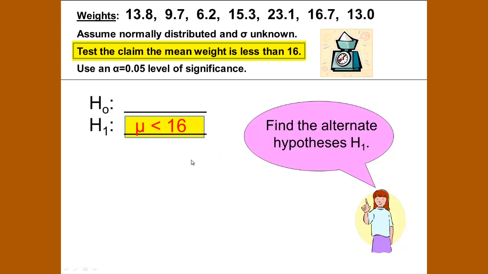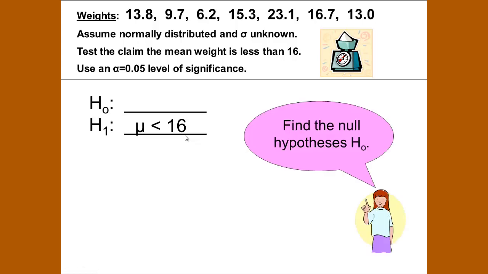If you're with another teacher, you will need to look at it a little differently in the fact that you want to look at your claim and see if it contains the condition of equality. If the statement contains an equality, it will go into H0 or your null. If it does not contain the condition of equality, which ours does not, it will go into H1. In either case, the claim that the mean weight is less than 16 should be H1, mean less than 16, and goes into the alternate hypothesis.